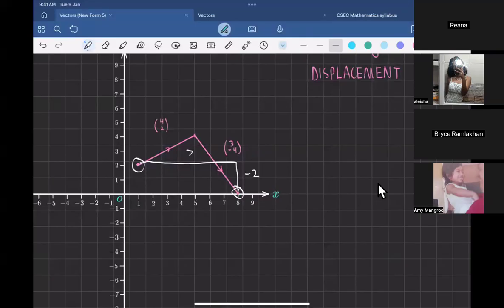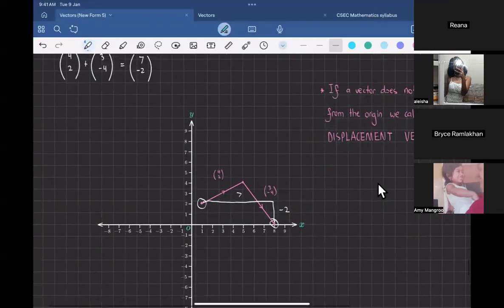Basically, if you move 4 to the right and then 2 up, and then you go 3 to the right and 4 down, it is the same thing as moving 7 to the right and 2 down. It will carry us to the same point. Mind blown. That's really cool, right? You understand it?